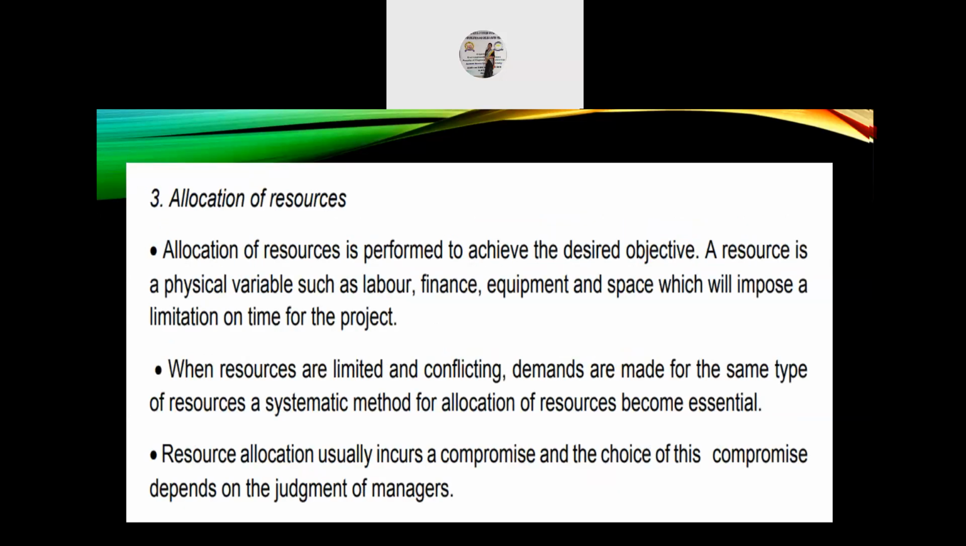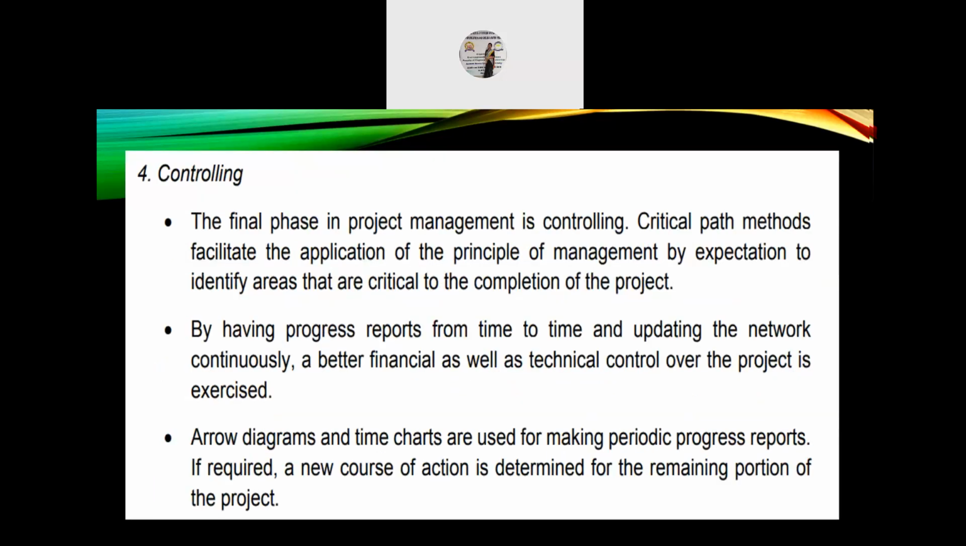Number three, allocation of resources. Allocation of resources is performed to achieve the desired objective. A resource is a physical variable such as labor, finance, equipment, and space which will impose a limitation on the time of the project. When resources are limited and demands are made for the same type of resources, a systematic method for allocation of resources becomes essential. Resource allocation usually incurs a compromise, and the choice of this compromise depends on the judgment of the managers.